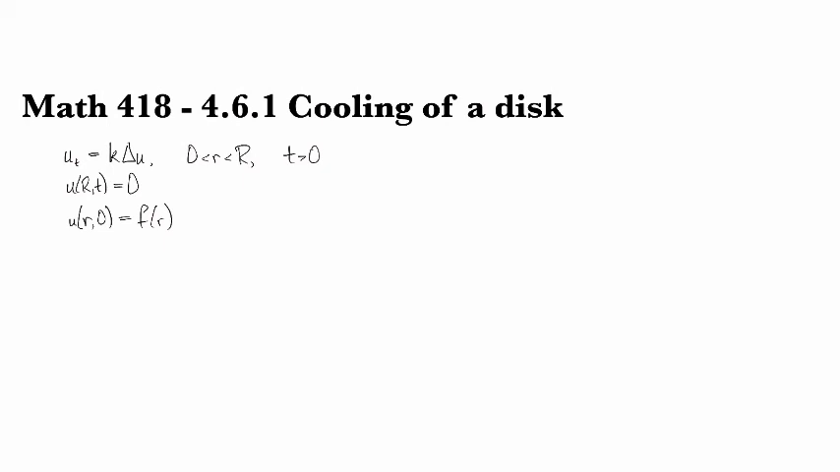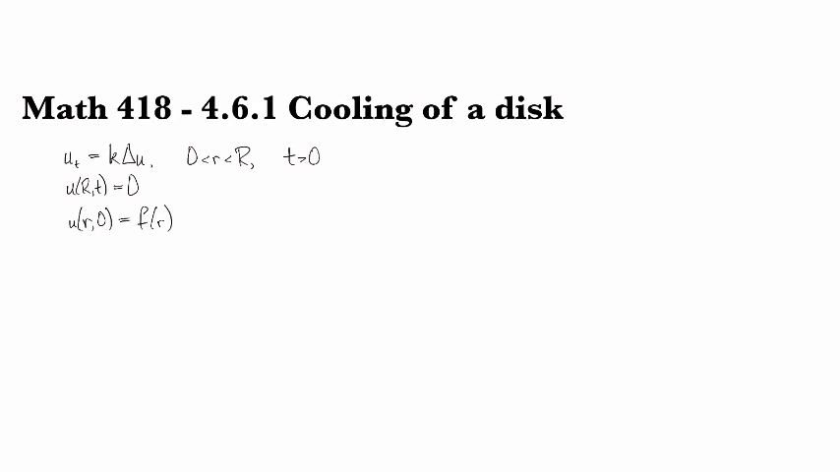So for the cooling of a disk, we have basically the same setup. I'm using R instead of rho because it's the cylindrical radius instead of the spherical radius. But other than that, things look pretty much the same. We're fixing the outer boundary to have temperature 0. And then the only difference is instead of it being a uniform temperature all the way through at time 0, it can be something that depends on the radius.